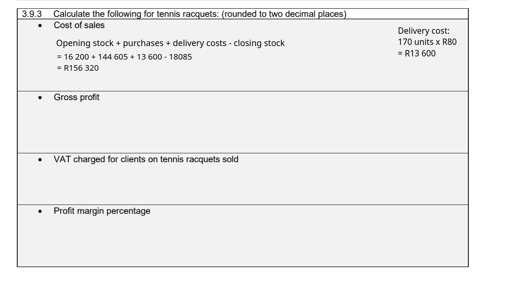Then to calculate the gross profit, remember it's your sales minus your cost of sales. Now if we go back to the question, our sales was 279,864 rand, but it included VAT. So we need to work out the price excluding VAT. To do that, we are going to times 100 and divide by 115 to give you 243,360 rand as our sales.